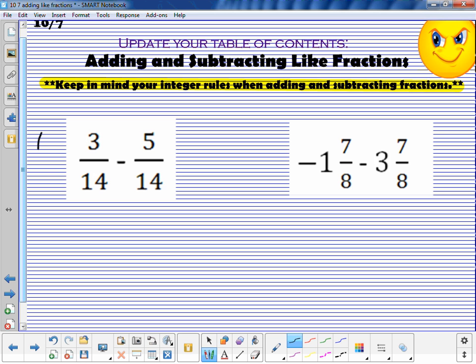So look at the first example. You can number this one, example number 1. And it says 3/14 minus 5/14.